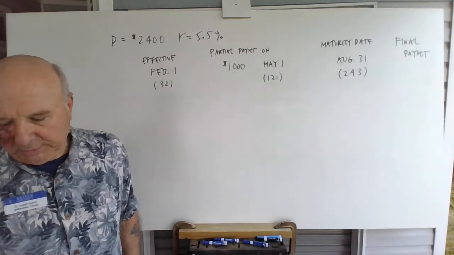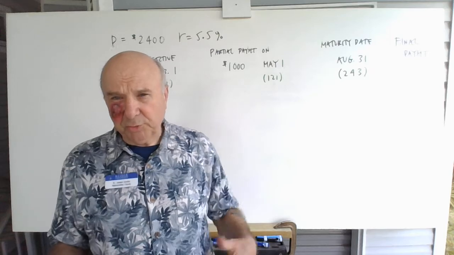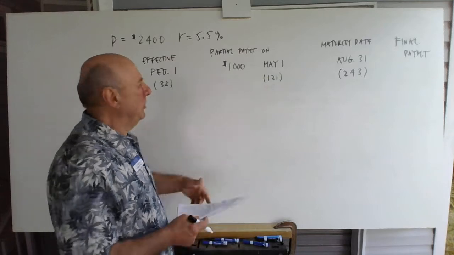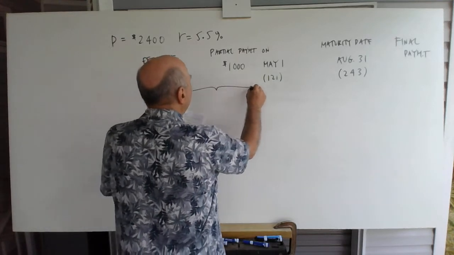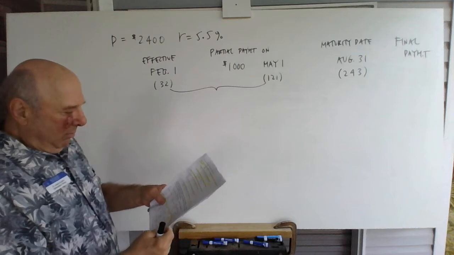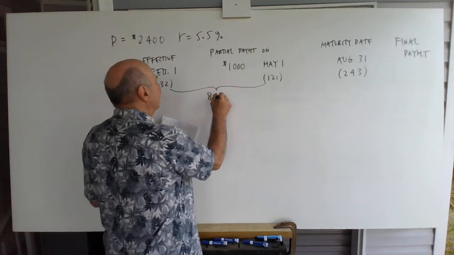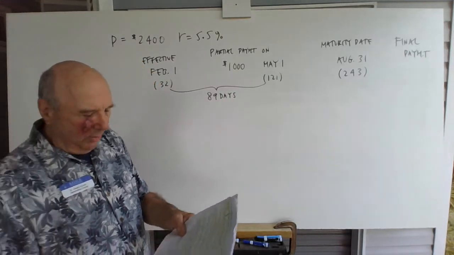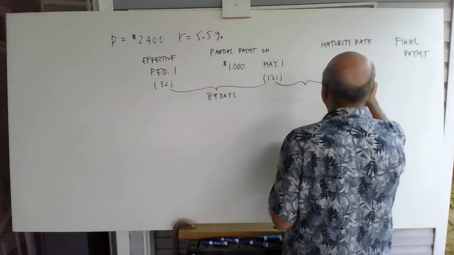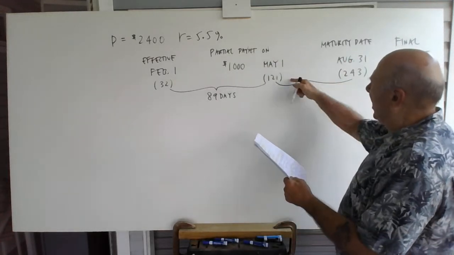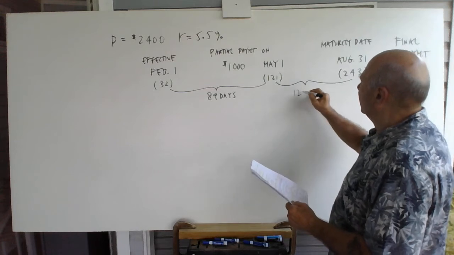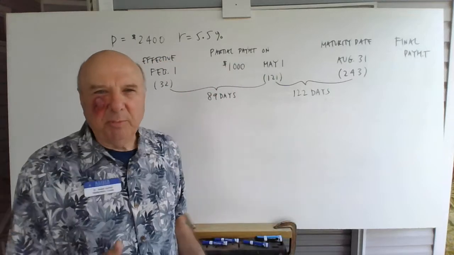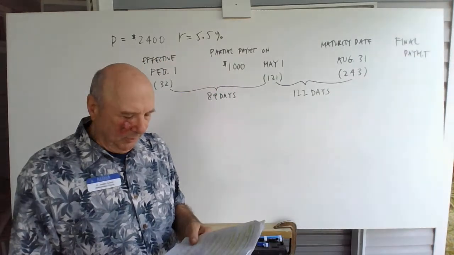That helps me because I'm going to have to figure out how much interest accrued for the first time period. So between February 1st and May 1st, how many days is that? If you subtract 121 minus 32, you get 89 days. While we're at it, let's do the other one. Between May 1st and August 31st, if you subtract these two, you get 122 days. So we know the time periods between the payments.